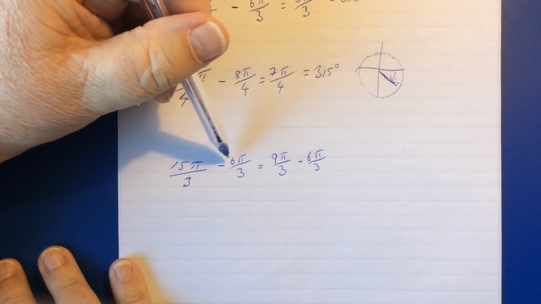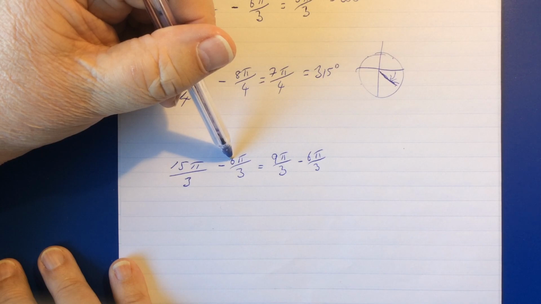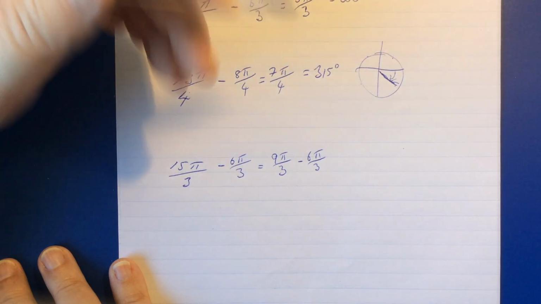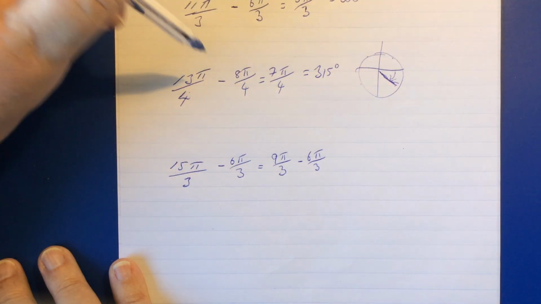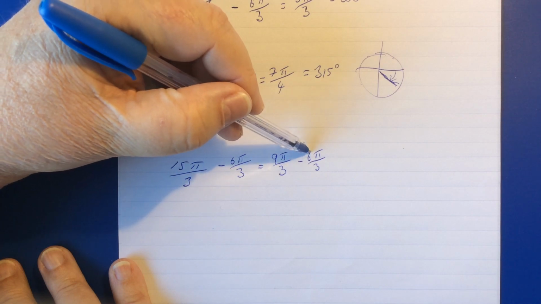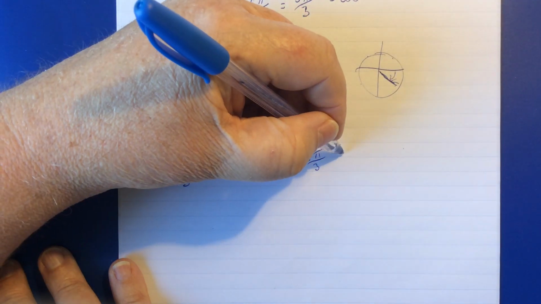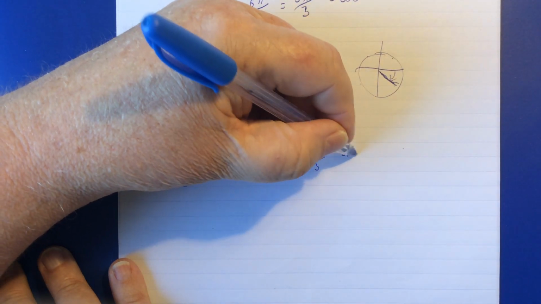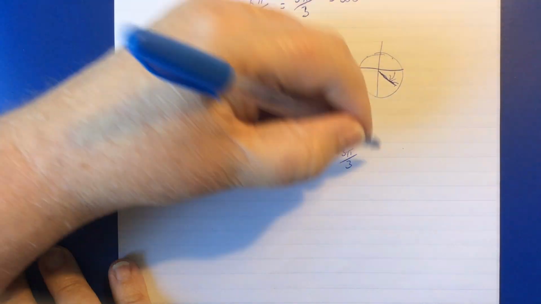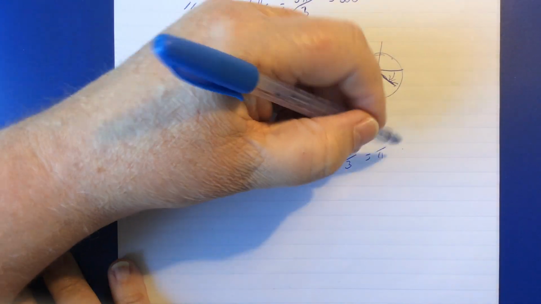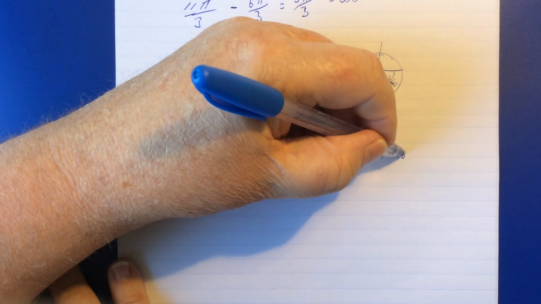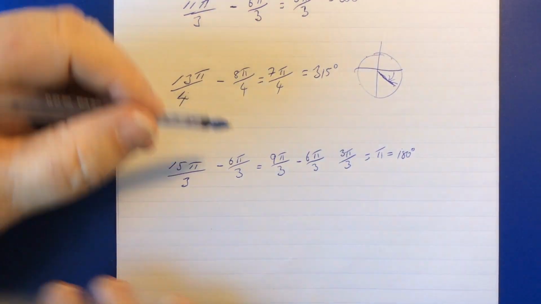if we want, or we could simply have taken 12 pi on 3 off this, the equivalent of 4 pi. Anyway, we take 6 pi on 3 off this, and we get 3 pi on 3, which equals pi, which equals 180 degrees.